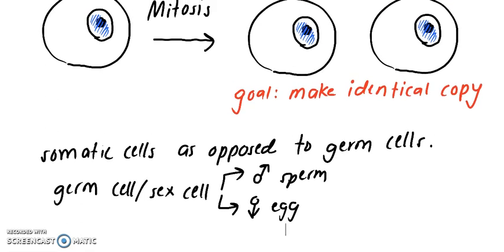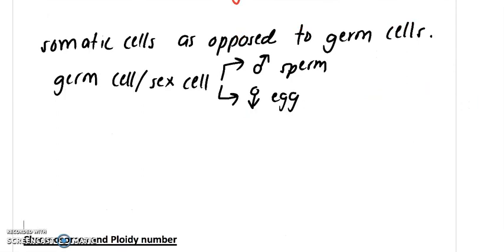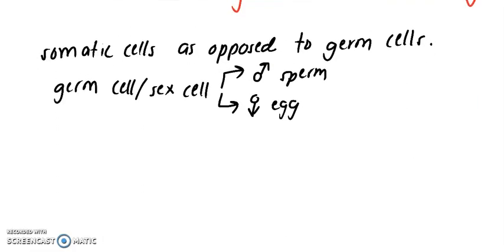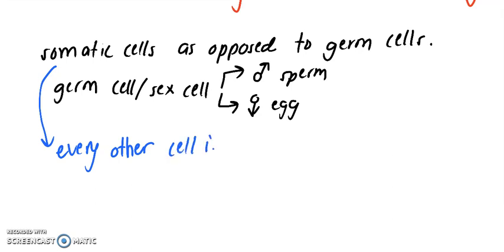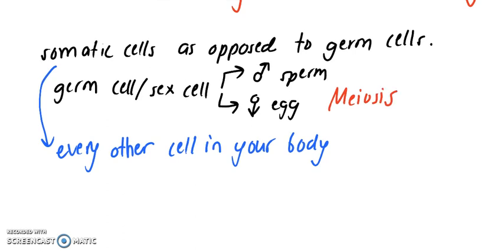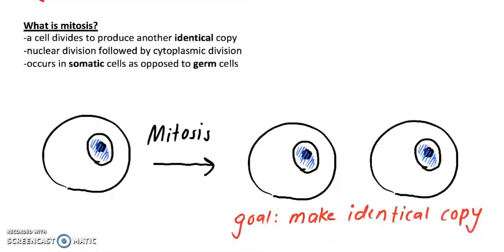And then everything else in your body are somatic cells. So if it's not a sex cell, it is a somatic cell. So every other cell in your body. If you think of muscle cells, hair cells, skin cells, liver cells, all those are examples of somatic cells. For germ cells, they undergo a slightly different process called meiosis, which we'll discuss in a future lab.